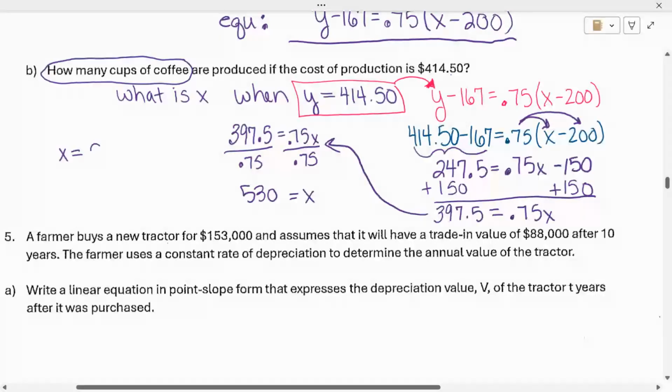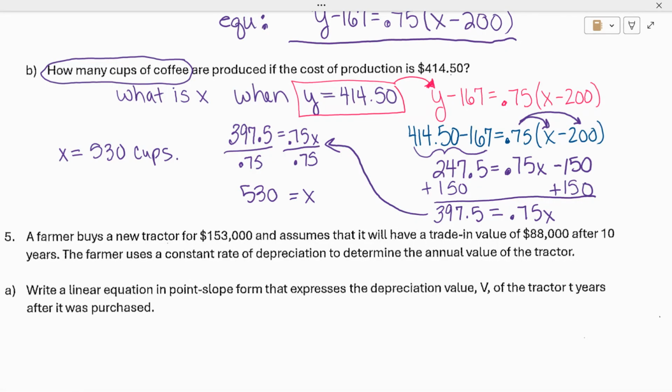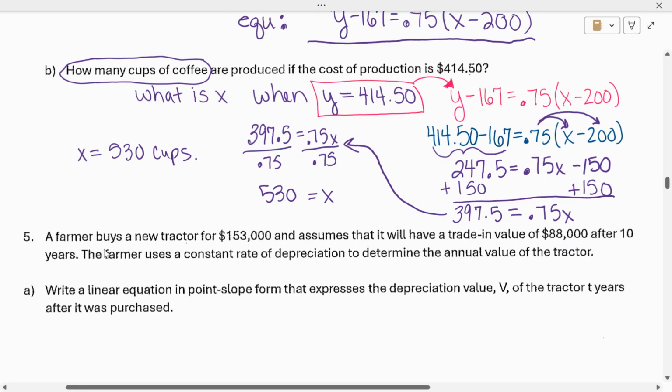X equals 530 cups. What does that mean? That means that when you sell 530 cups, it costs you $414.50 to produce that. It costs $414.50 to produce 530 cups of coffee. Okay? Are we good with that?